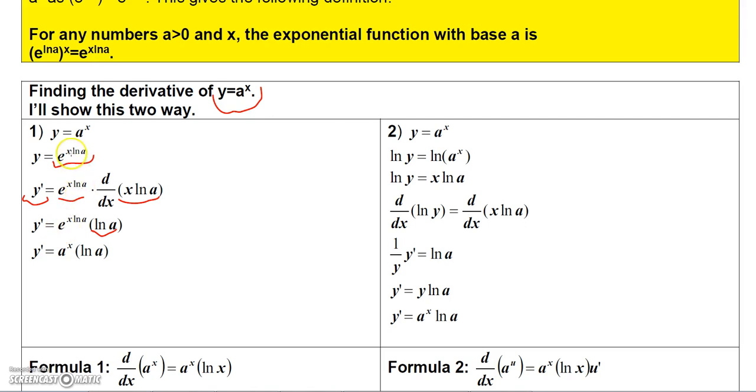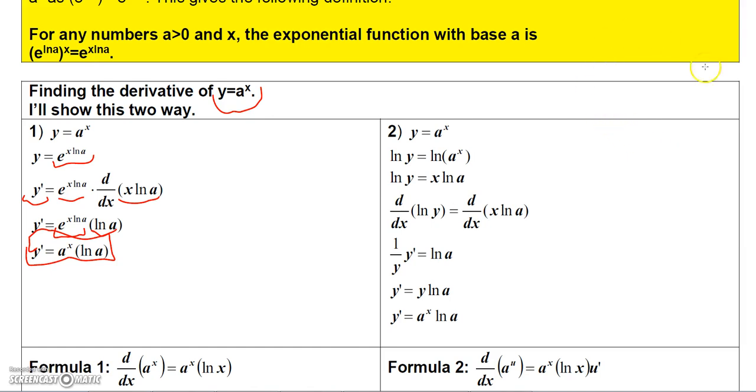And then we know from up here that since a to the x equals e to the x times natural log of a, we can replace this with a to the x, and we get y prime is equal to a to the x times the natural log of a.